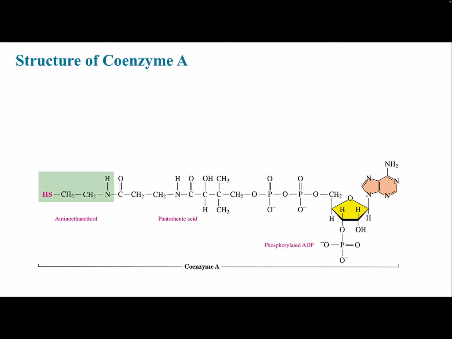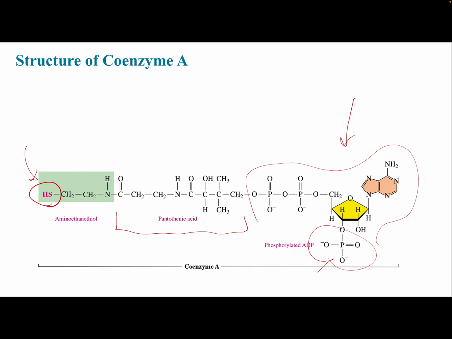So this is coenzyme A. Coenzyme A is derived from phosphorylated ADP and pantothenic acid. Now these are bonded by an amide bond to aminoethane thiol, which contains the SH reactive part of the molecule. So phosphorylated ADP, the phosphate group right here, pantothenic acid, and then an amide bond to aminoethane thiol that has the functional part of coenzyme A.